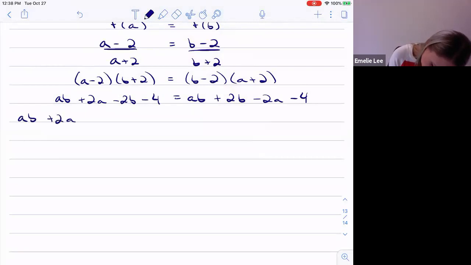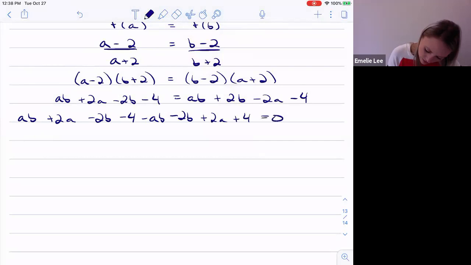ab plus 2a minus 2b minus 4. Oh, I know. I meant to use brackets and then I decided not to. Minus ab minus 2b plus 2a plus 4 equals 0, right? Moving each individual one over, that's what I missed.